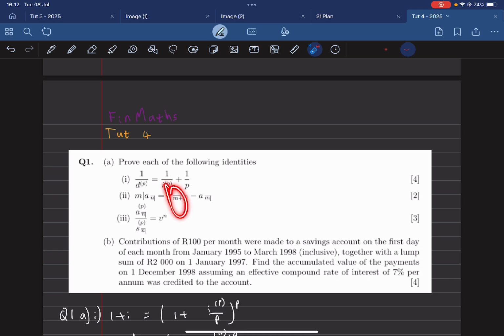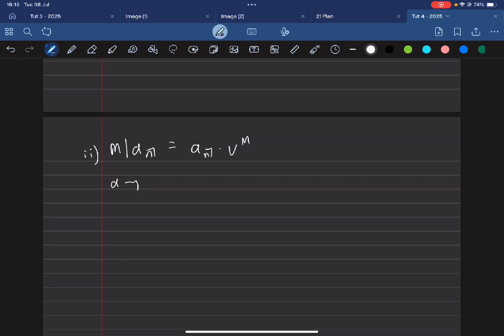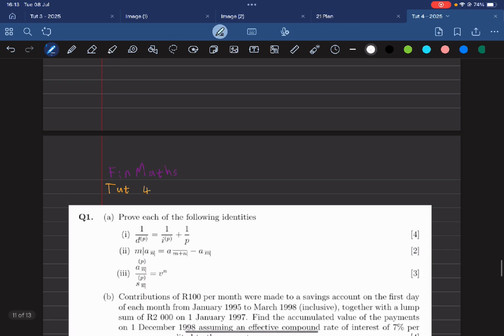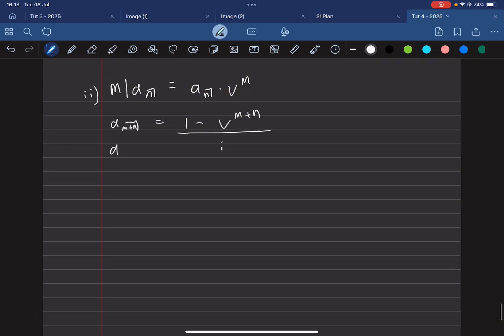So now let's write out what this and this is. So a to the m plus n is going to be 1 minus v to the m plus n over i. And what else did we want to minus, a n? Okay. So a n is going to be, just move this down, give ourselves some space, 1 minus v to the n over i. Okay. And now we're trying to show basically this minus this is equal to that. So let's maybe do this minus this.